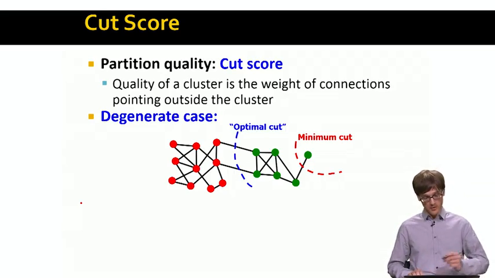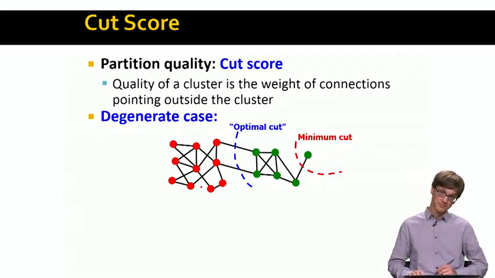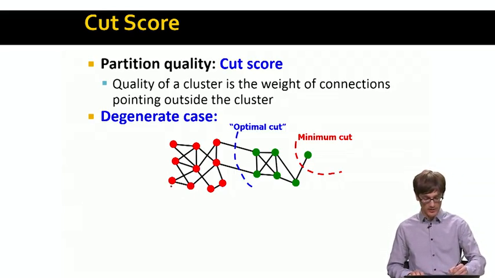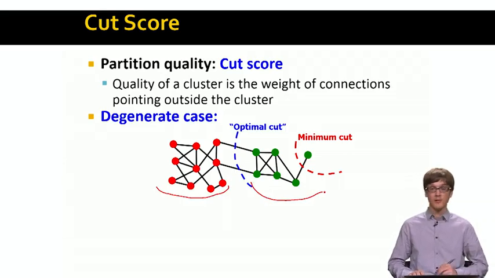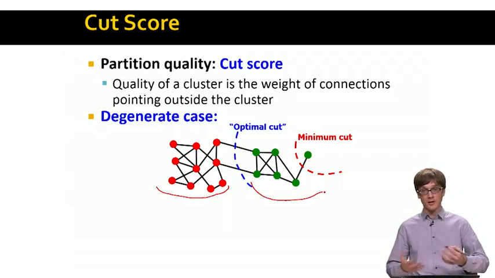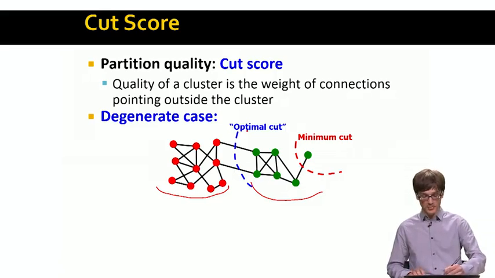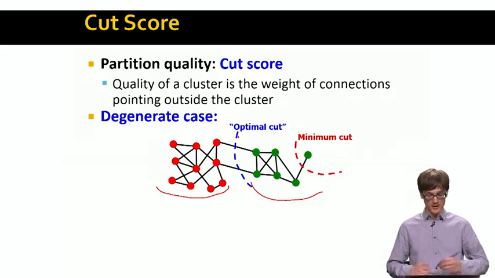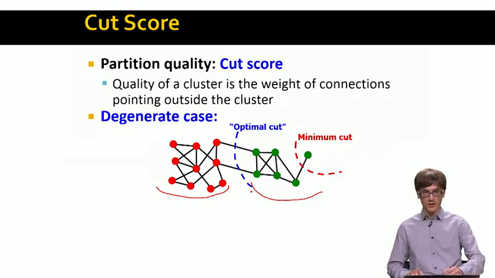Here's an example. I have this graph where intuitively we think that there are two clusters. There is a cluster of the red set of nodes, and there is a cluster of the green set of nodes. And what we would like to say is that the best cut, the optimal cut in this network in some sense, is cutting here along the blue line.